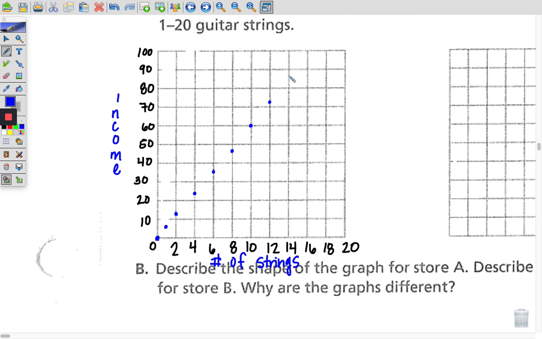14 would be $84. 16 would be $96. And then we actually get off our graph. That's as far as we can go. So since this is a linear function here, we can draw a line and connect all these dots. Because the number of strings, the price, or the income that we make is just going to continue to go up.